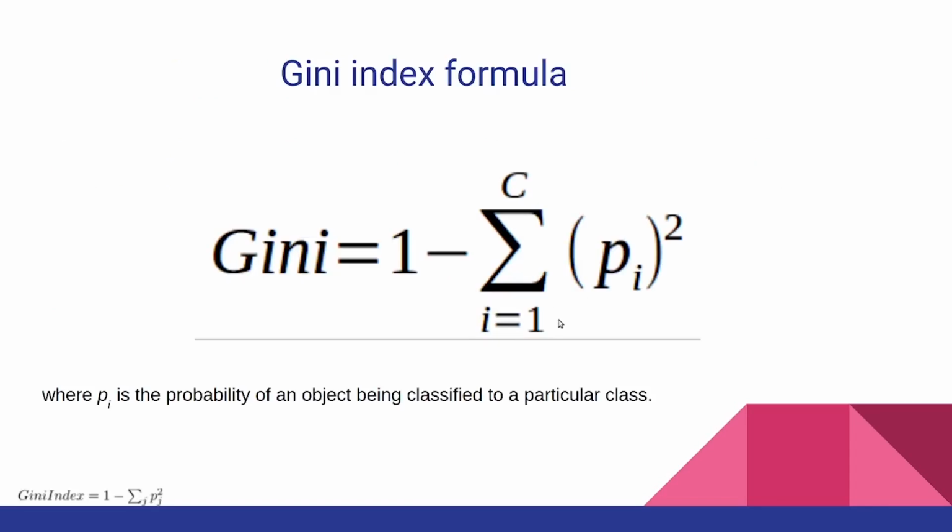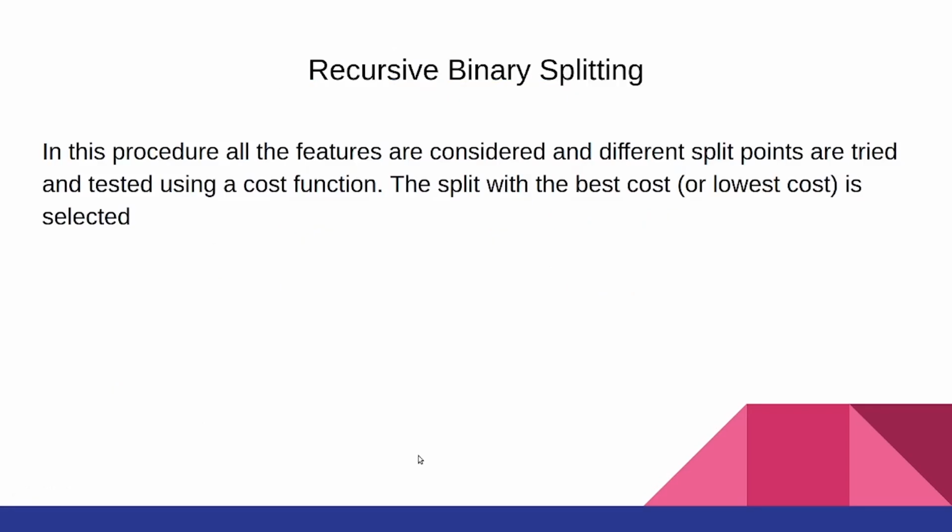The formula for Gini Index is 1 minus summation of p of i, the whole squared, summation from i equal to 1 to c, where p of i is the probability of an object being classified to a particular class. And that is it for attribute selection methods.